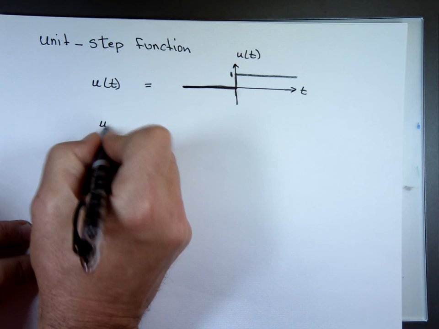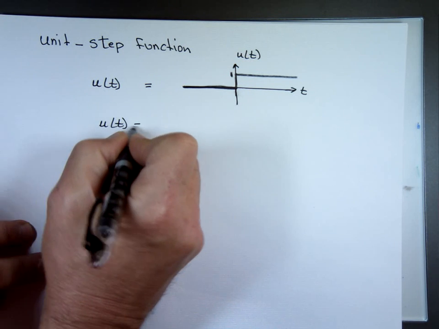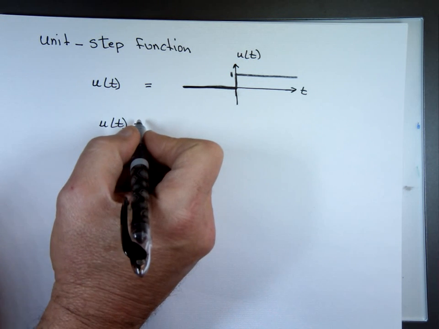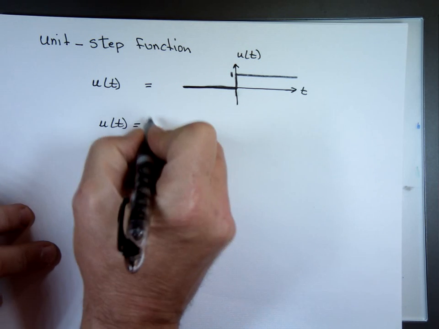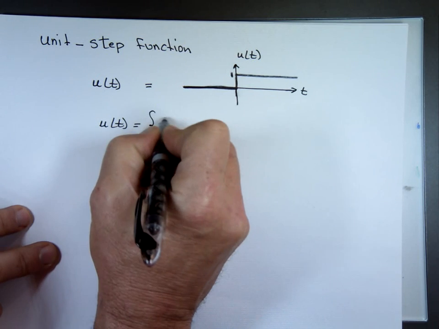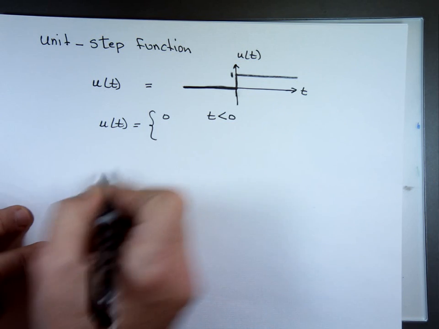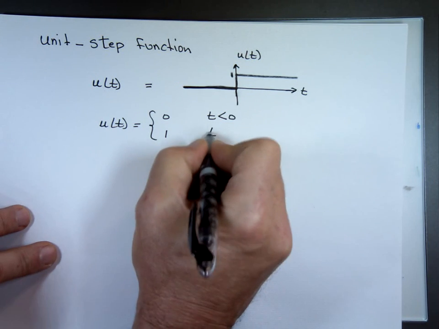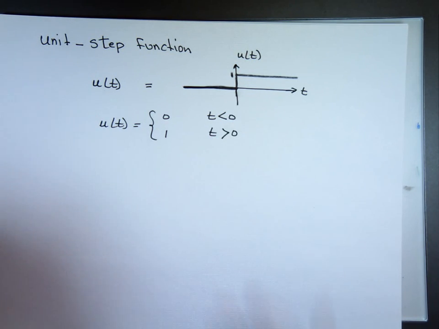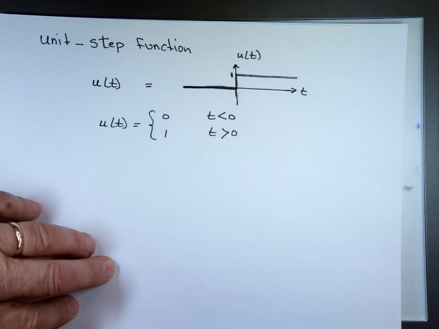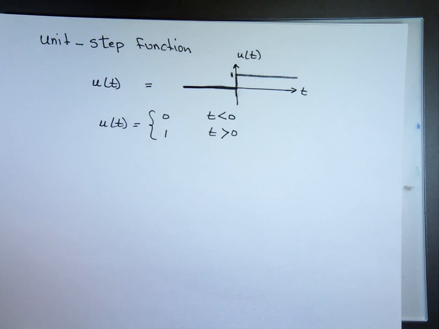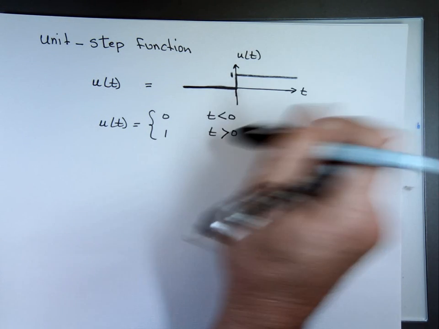So you can write that u sub t as zero for t less than 0 and 1 for t greater than 0. Notice at 0, I didn't even mention 0 there because we really have no value. That's in the process of going from 0 to 1. So what is it? Is it 0? Is it 1? So that's why that spot here, we leave it out.